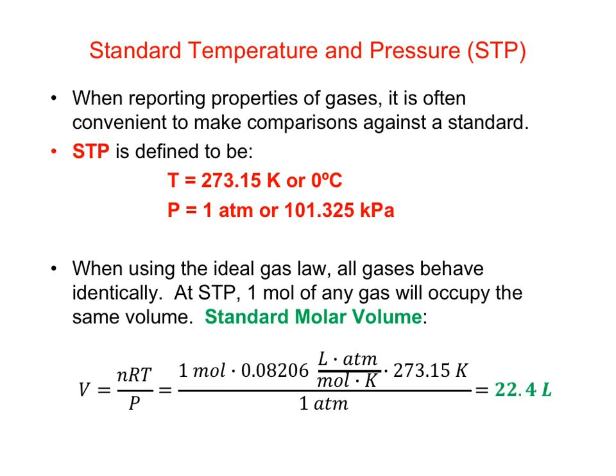So to find the standard molar volume, I'm just going to solve for V in the ideal gas law. And so I'll plug in 1 mole, because that's what it means for the standard molar volume. I'll plug in R, 0 degrees Celsius, 273 Kelvin, and 1 atmosphere. And so at STP, 1 mole of any ideal gas will have a volume of 22.4 liters. And so that's the standard molar volume.